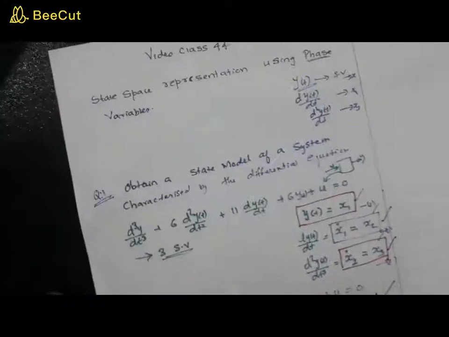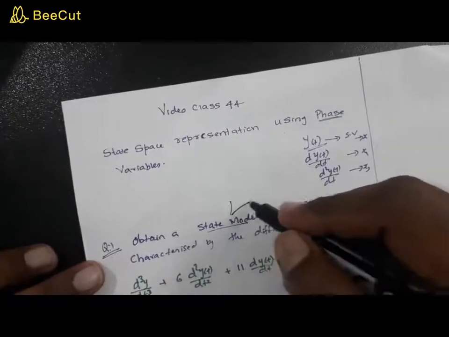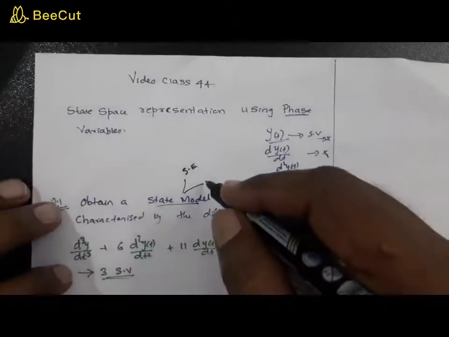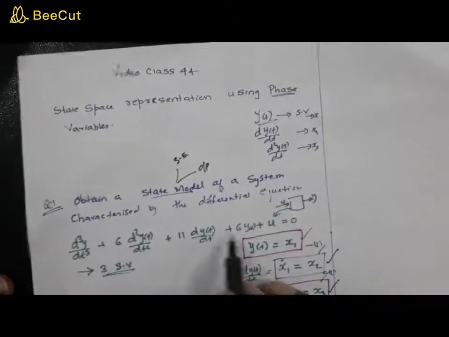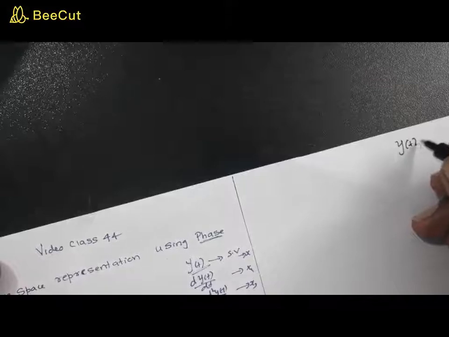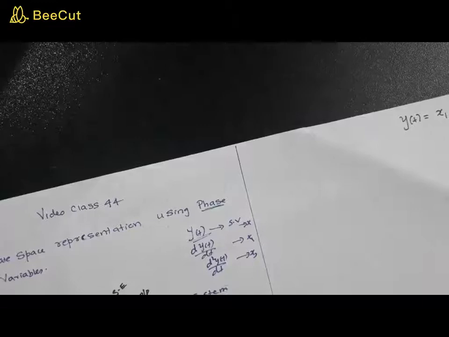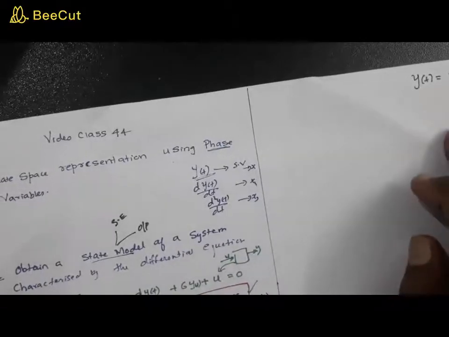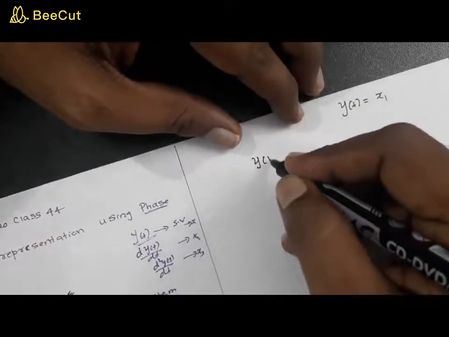Now what do we mean by a state model? By state model we mean, first, you need to write the state equation, which we have done. Next is the output equation. What is the output from this differential equation? The output is y of t, which we have already assigned to be equal to x1. But in this system you have 3 state variables as well, depending on the order of the system. So you can represent this y of t as a matrix in this way.